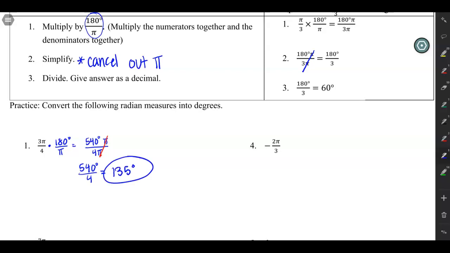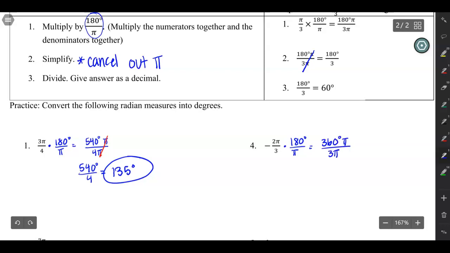Okay. And just like with degrees, we can convert negative radians to negative degrees as well. That's what we're going to do in number 4 here. I'll go ahead and multiply by 180 degrees over pi. So I will get 360 degrees pi over 3 pi. Go ahead and cancel out those pi's. And then 360 divided by 3 is equal to 120. Make sure you put that degree symbol if you're in degrees.